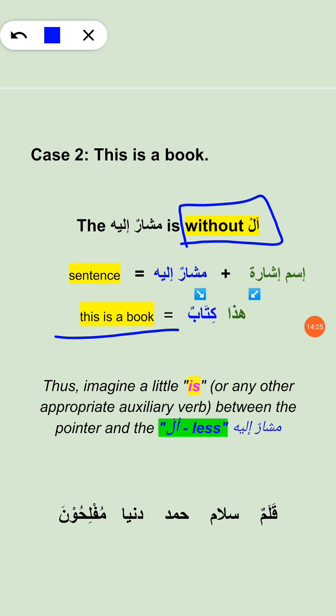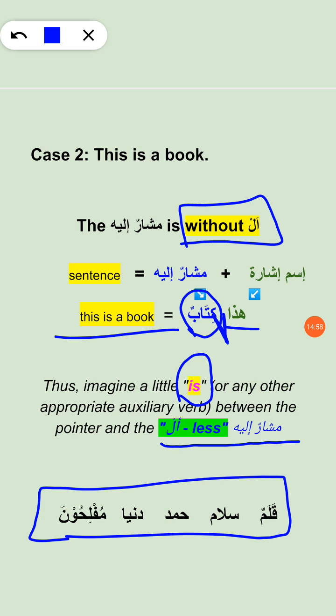That is it. Okay, so haza kitabun, for example, you have your ism ishara and the musharun ilayh is not prefixed with al. Okay, so it is al-less. So what do you do? You simply imagine an appropriate auxiliary verb between your ism ishara and musharun ilayh. All right, so this is a book. Haza kitabun. Now same words, but you've got a different construction now. Okay, so previously we formed phrases, now we are going to form sentences.